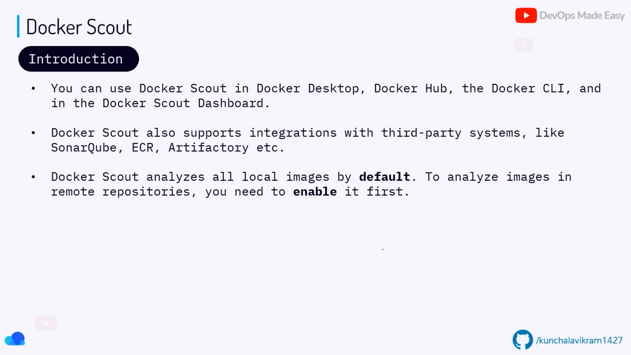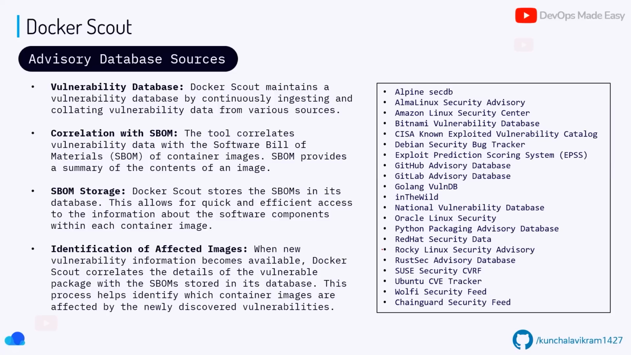Now coming to the advisory data sources. We said that Docker Scout will generate an SBOM. SBOM means it will have details of your image. Now, in order to see whether a particular package is impacted with a CVE or not, it has to compare with known databases. So these are all the known databases that Docker Scout will take as reference before deciding whether a particular image is impacted by that CVE or not.